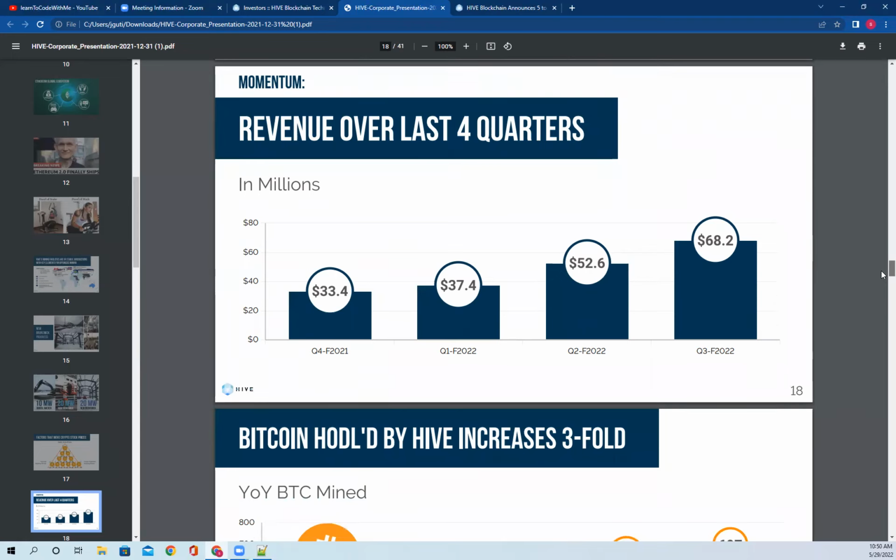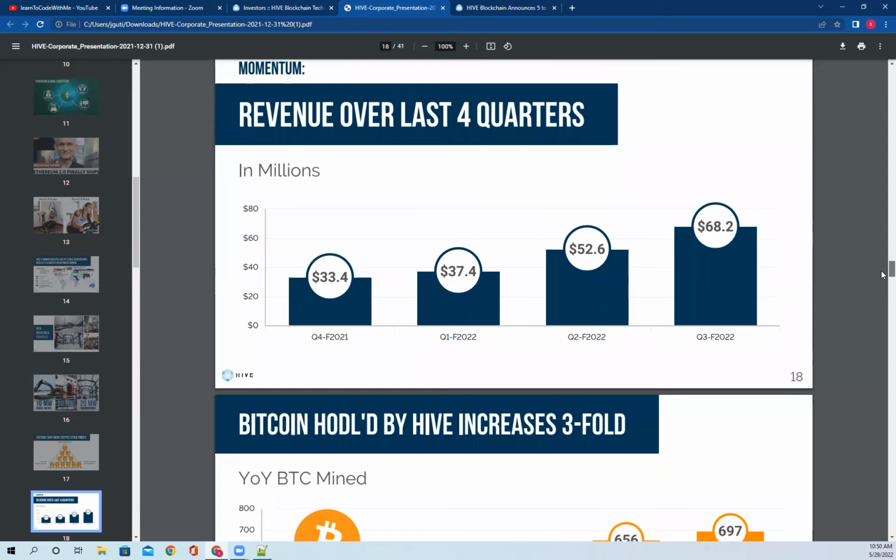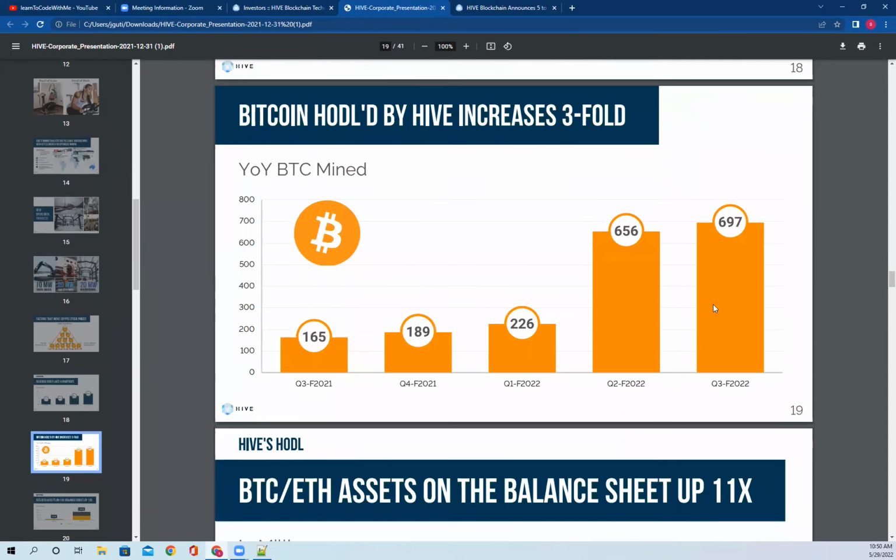Now, the next part that I want to focus on is going to be slide 19. Slide 19 shows that within the past quarter they've mined about 700 Bitcoin. That's exclusively Bitcoin.